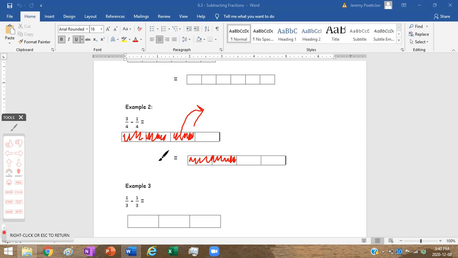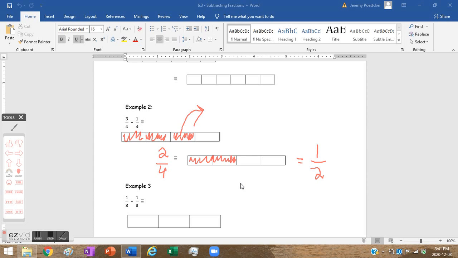Here it's pretty easy to see that although 2/4 is how many fourths I have, it's also the same as half of the bar being shaded. Or, if you want, 2 divided by 2 gives me 1, 4 divided by 2 gives me 2, because they're both even.